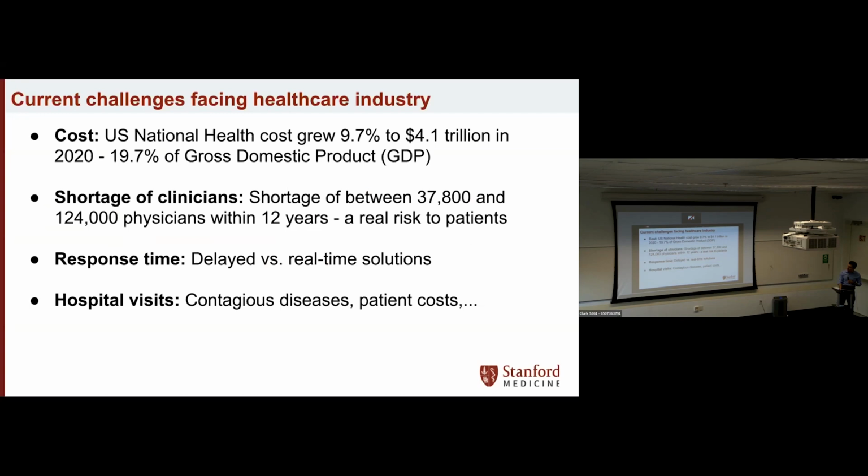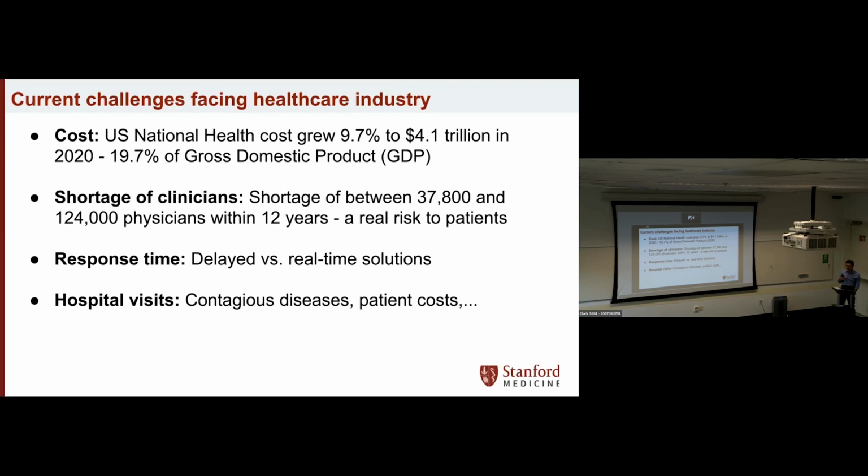What are the current challenges that are facing the healthcare industry? If we want to list the challenges, the first one is cost. The U.S. national health cost grew almost 10% to $4 trillion in 2020, which equals almost 20% of GDP, which is a huge increase in cost. The second challenge could be shortage of clinicians. It has been estimated that within 12 years, there will be a shortage of tens of thousands to hundreds of thousands of clinicians, which is a real risk to patients' lives.